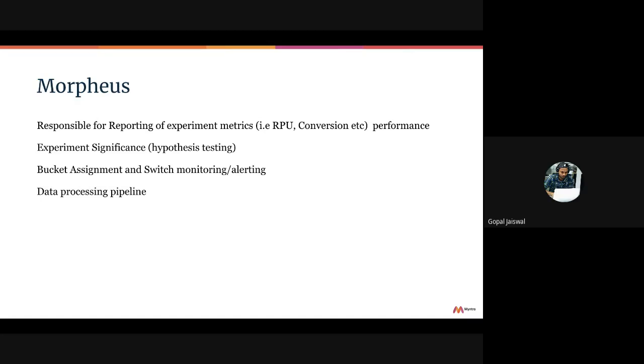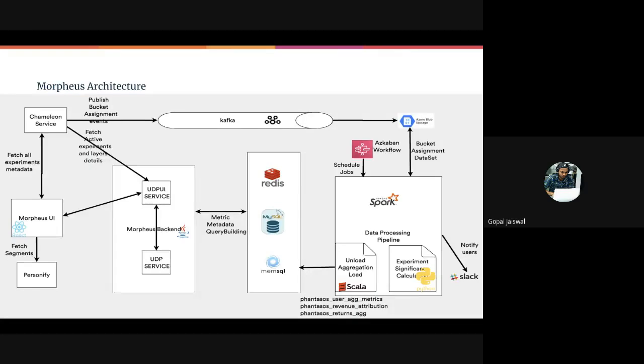And one is the data processing pipeline, where we crunch the data from the clickstream events, taking granular level data to the aggregated level, so that we only need to run simple queries on our database to get the metrics information. So this is the architecture.